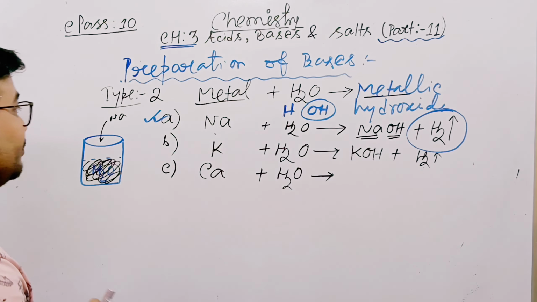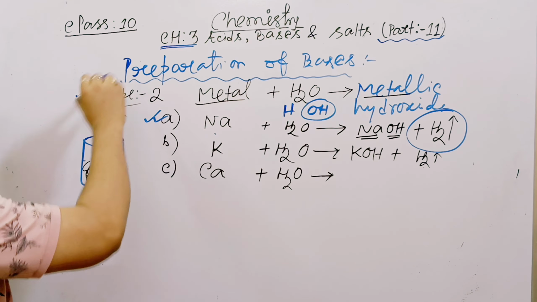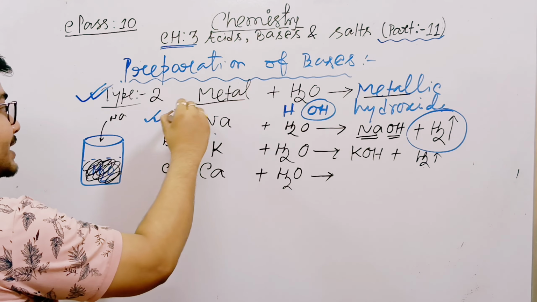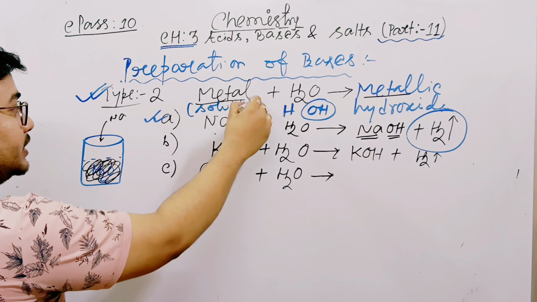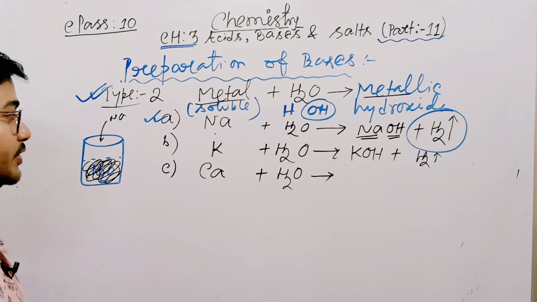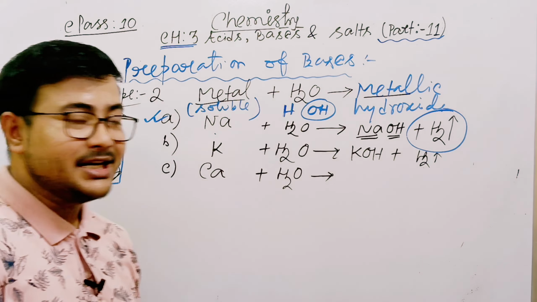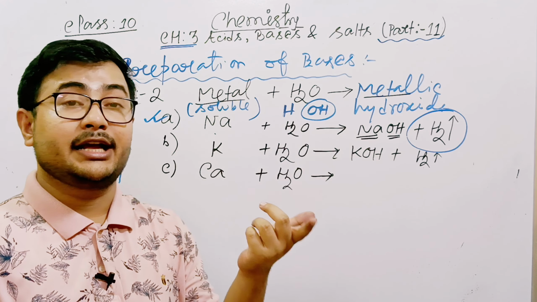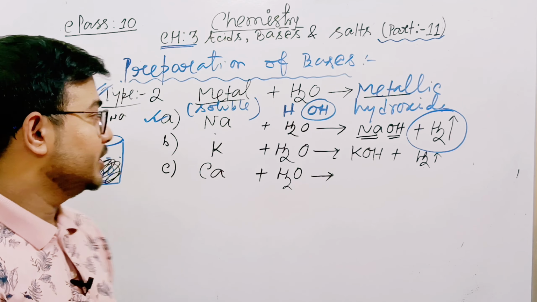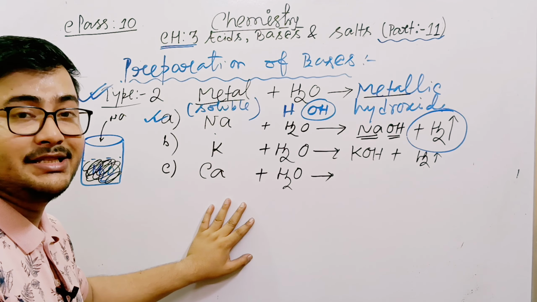Okay, these are the different points. In this case, type 2, the metal must be soluble in water. You have to take a soluble metal. Generally you cannot take magnesium, as magnesium is sparingly soluble. You cannot take manganese, it is insoluble. So many restrictions are there.